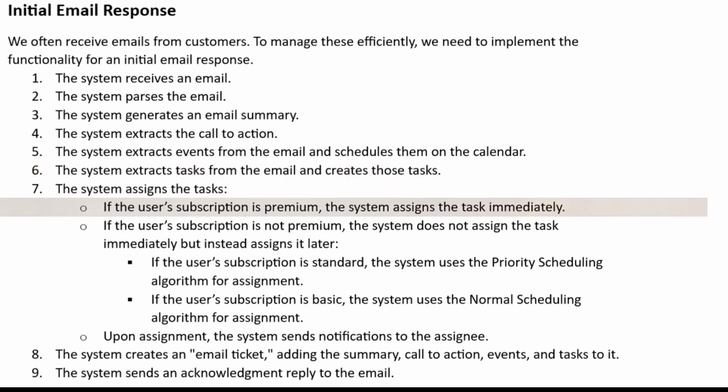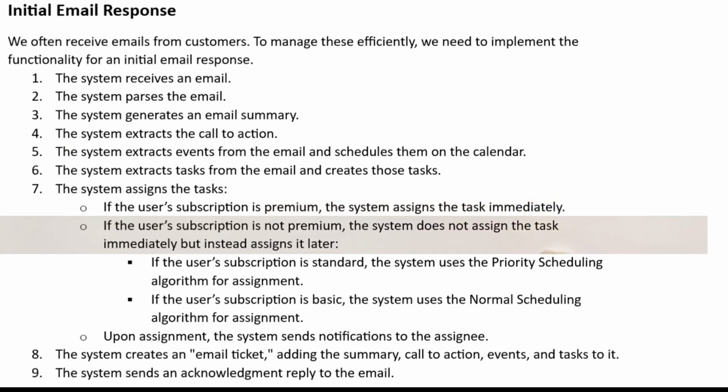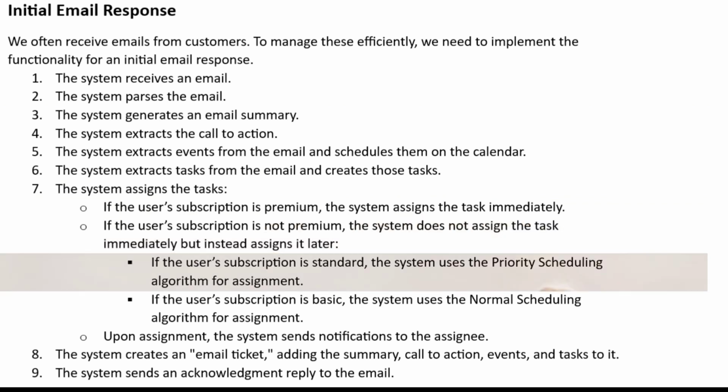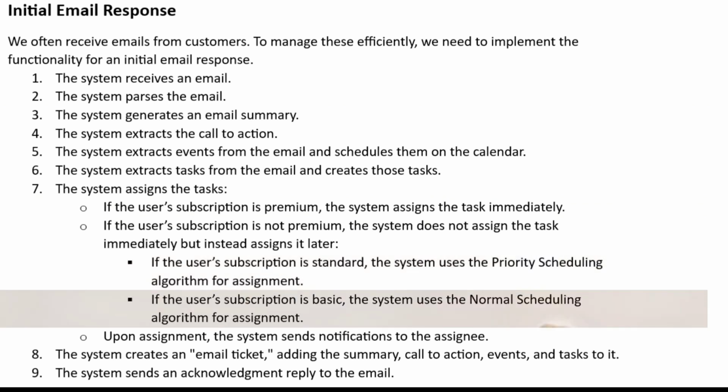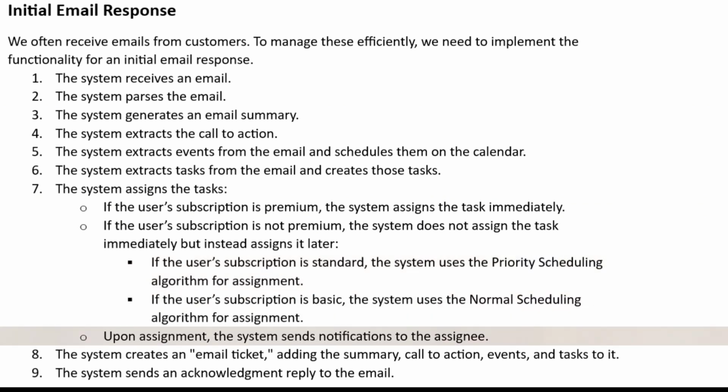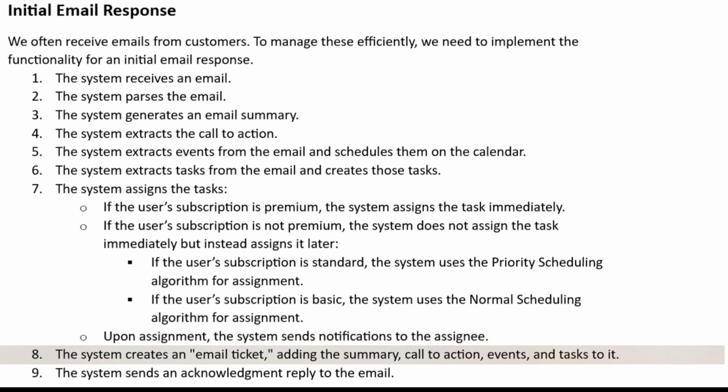If the user's subscription is premium, we will assign those tasks immediately. Otherwise, we will assign them later. If the subscription is standard, we will use the priority scheduling algorithm. Otherwise, we will use the normal scheduling algorithm. Upon assignment, the system sends a notification to the assignee. Finally, we will create an email ticket with all the information added. And then we will send an acknowledgement reply to the customer.